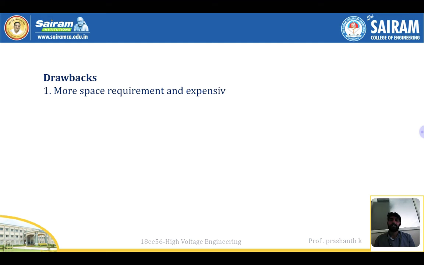And the drawbacks: more space required and expensive. So if you connect a number of transformers, what happens? It requires more space, right? If there is only a small unit, okay, only 1 unit you can place, but if the number of units is more, the space requirement is very high.